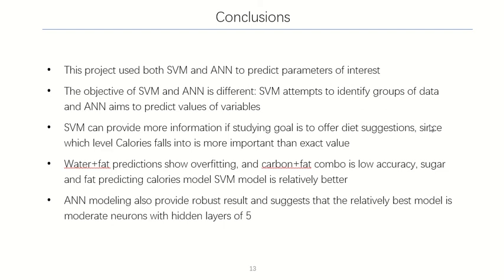And for the ANN modeling, I think it also provides robust results and suggests that the relatively best model is just a moderate number of neurons, 6 or 8 or 10, within 5 hidden layers.